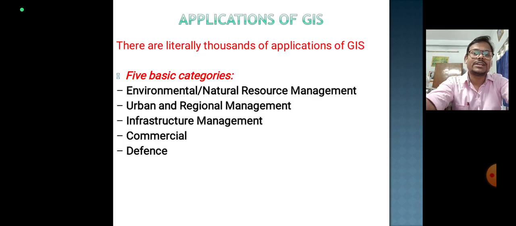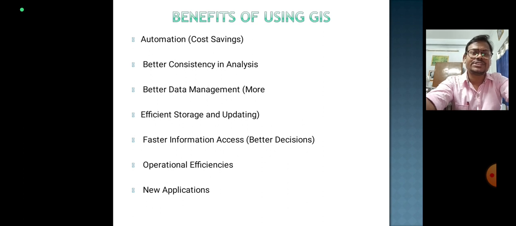Applications of GIS: there are literally thousands of applications of GIS. Five basic categories are environmental or natural resource management, urban and regional management, infrastructure management, commercial or defense. Benefits of using GIS. What are the benefits of GIS? First of all, automation, also called cost savings, better consistency in analysis, better data management, more efficient storage and updating, faster information access, better decisions, operational efficiencies, new applications.